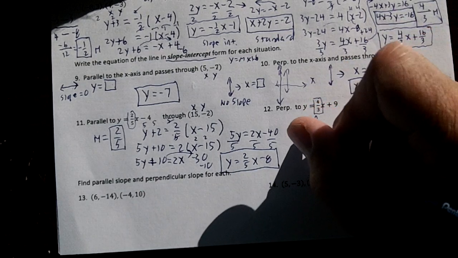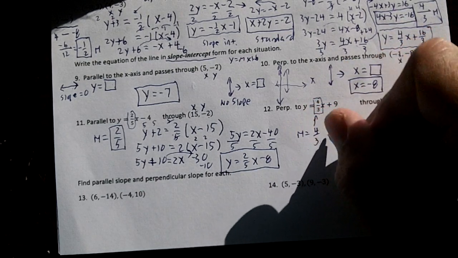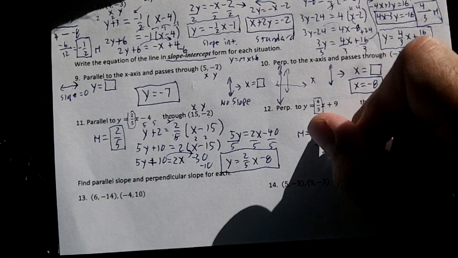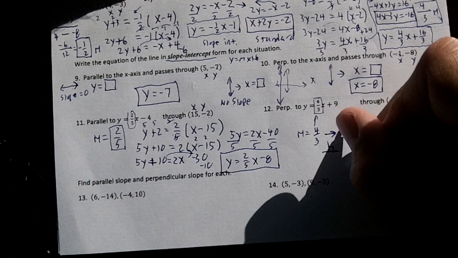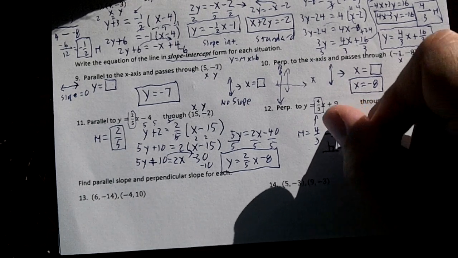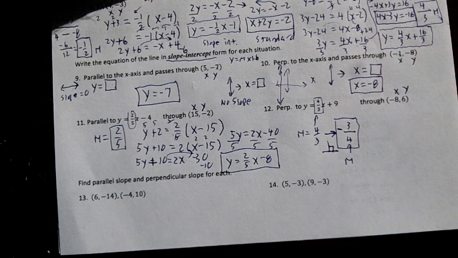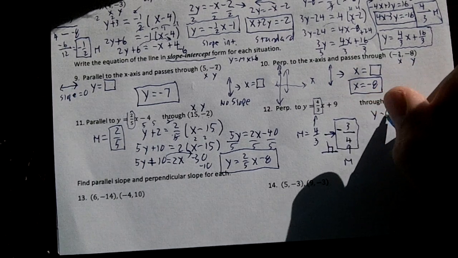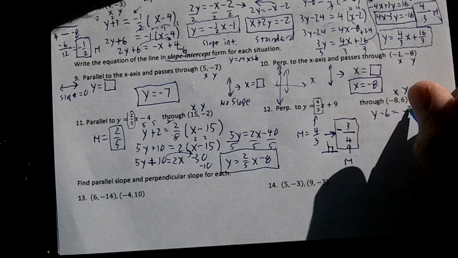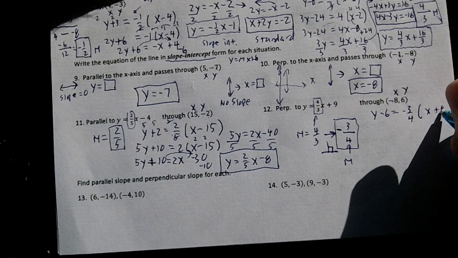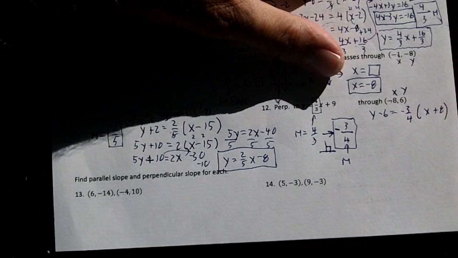This is my slope, right? And I want a perpendicular slope. If I want a perpendicular slope, the slope flips and the sign switches. So this right here is my new slope. Now then, this is my x, this is my y. I'm going to use point slope. So y minus 6 equals -3/4 parentheses x plus 8, right? The sign switches when you plug them in, doesn't it?